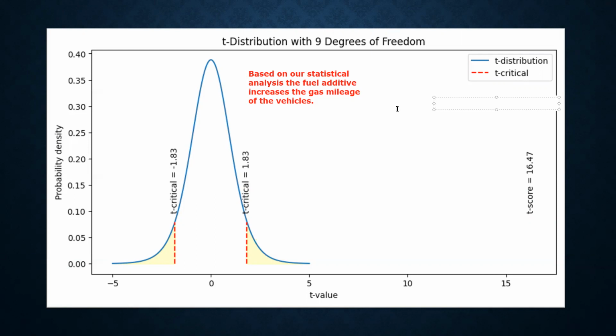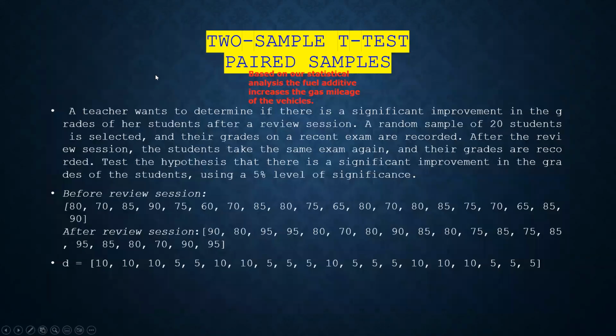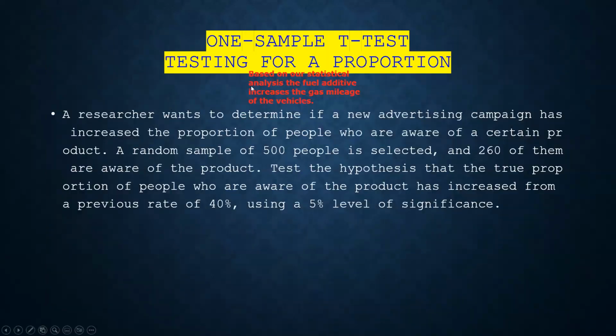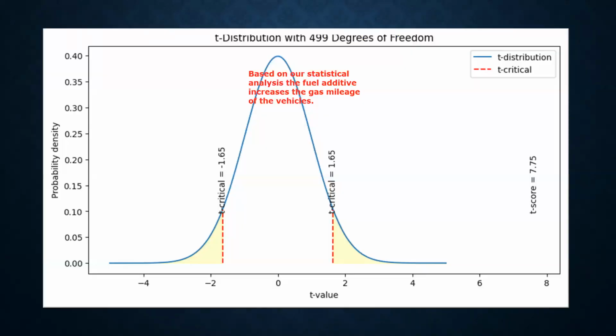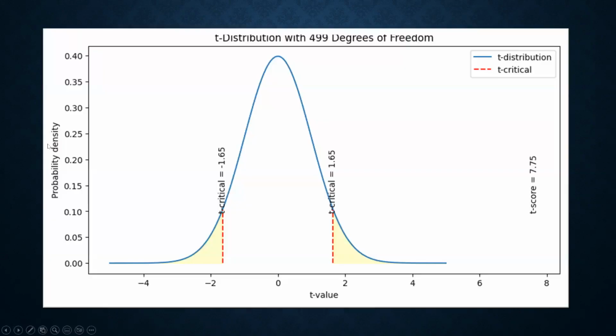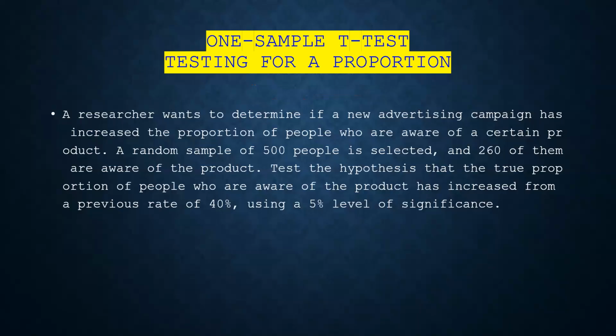And then our next example, let's see, what is our next example? Oops, I should probably get rid of this. Hold on, let me see if I can erase this. Okay. So in our next example, I'm going to skip that. Our next example, and I think it's our last example, I'm going to show you how to do a t-test when we're testing for a proportion.